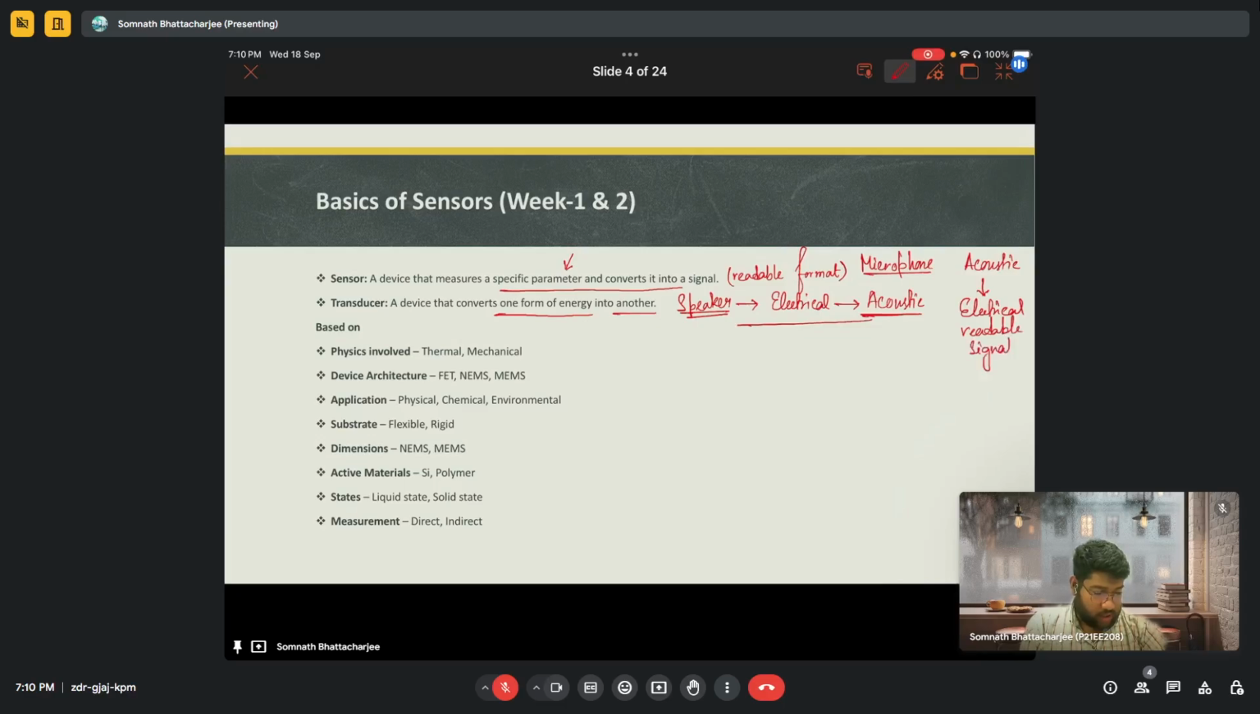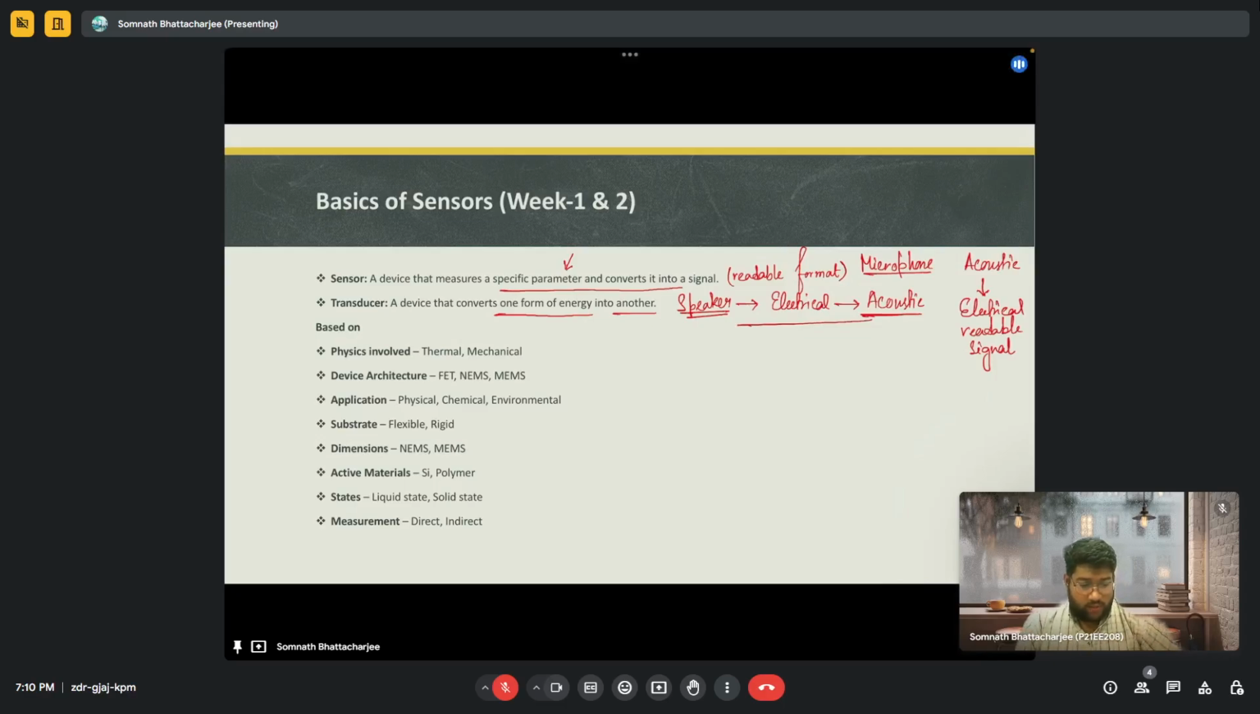So what happens here is that after recording our song with a microphone, you can directly rehear it inside your phone or maybe laptops. So this is the basic difference between a sensor and a transducer. A sensor can be a transducer sometimes, while a transducer is not essentially a sensor only.